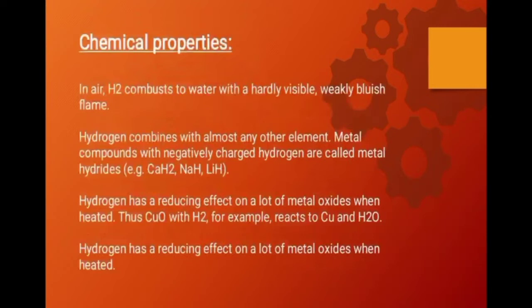In air, H2 combines to water with a hardly visible, weakly bluish flame. Hydrogen combines with almost any other element. Metal compounds with negatively charged hydrogen are called metal hydrides. Examples: CaH2, NaH, and LiH. Hydrogen has a reducing effect on a lot of metal oxides when heated. Thus CuO with H2, for example, reacts to Cu and H2O.